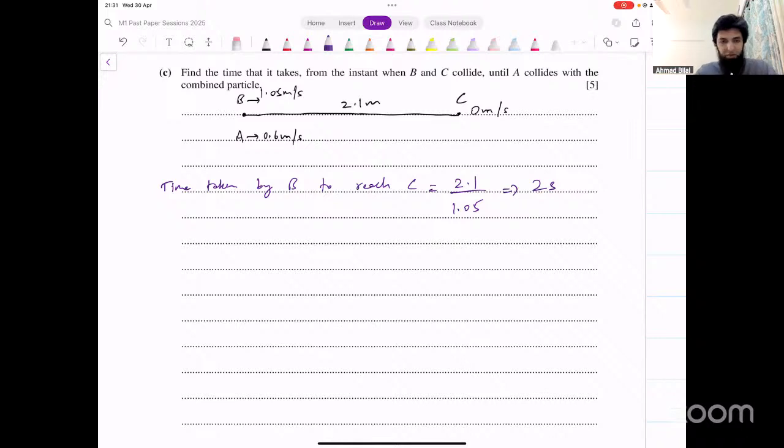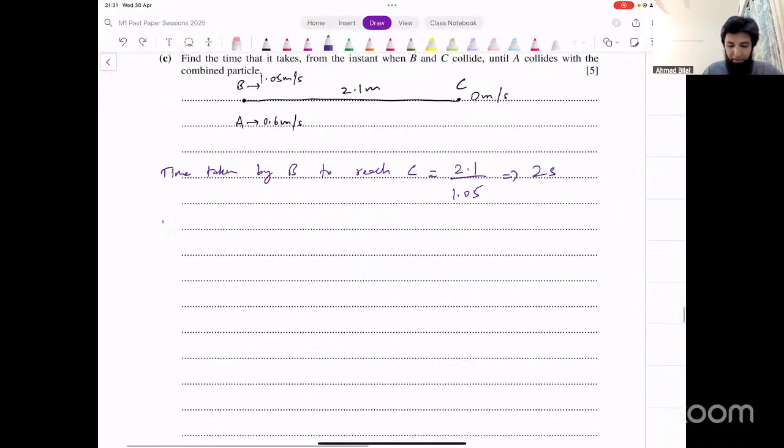Now, in these 2 seconds, A would have also moved some distance to the right. What would that distance be? 1.2 meters. Distance moved by A in these 2 seconds will be speed into time. That's 0.6 into 2, and that will give us 1.2 meters.